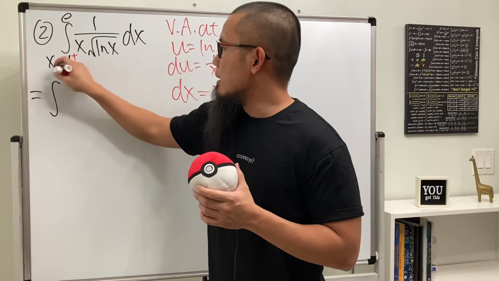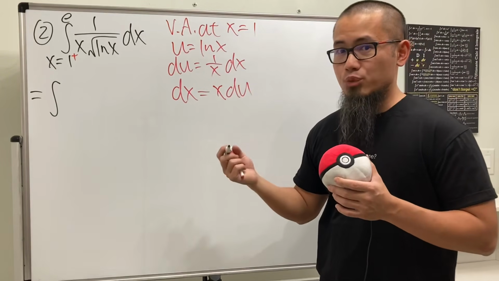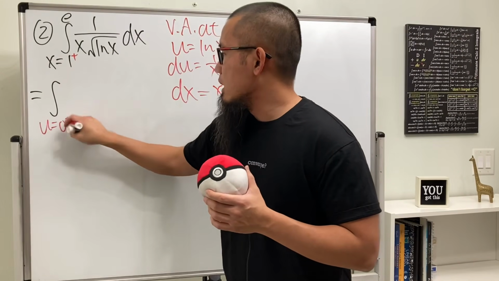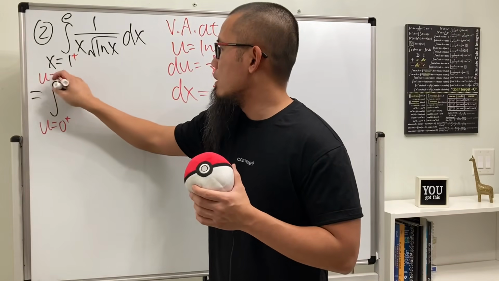Well, this is x approaching 1 plus. You put it here. ln 1 plus is 0, but it's a little bit bigger than that, so it will be 0 plus. And then if you put e in here, ln e is 1. So it's just 1 right here.